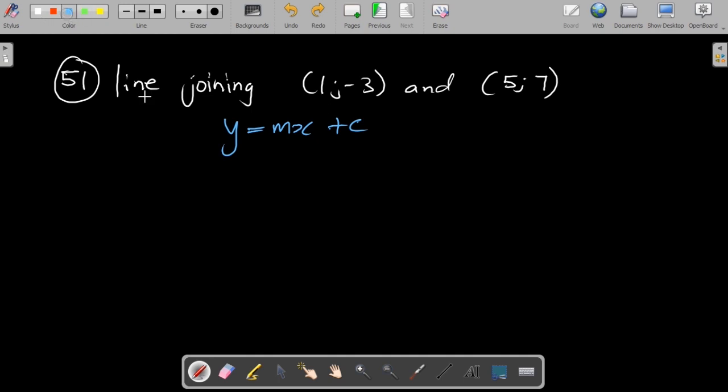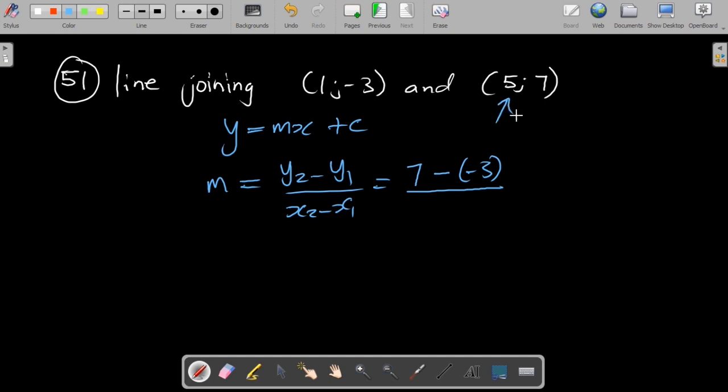And to find the gradient, you can start with this point and have it subtract this one. So it's y2 minus y1 divided by x2 minus x1. Just have to start with the same one on each side. So on the left hand side, if you start with 7 at the top and it subtracts this, we also have to start with its x value, which is 5, and it will subtract 1 from the other points that we're given. So this is now 10 divided by 4, which is 5 over 2.